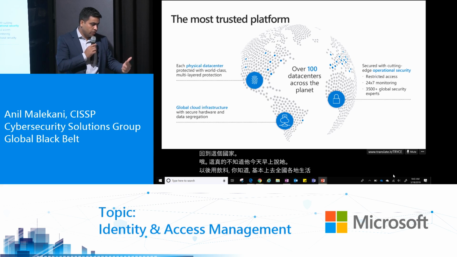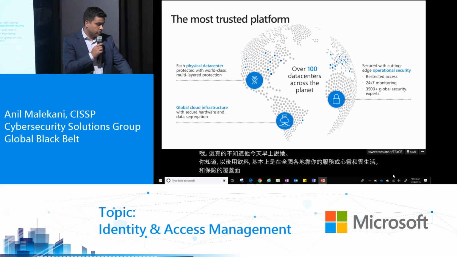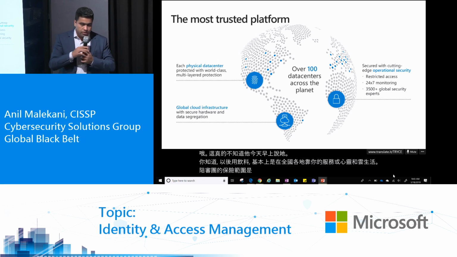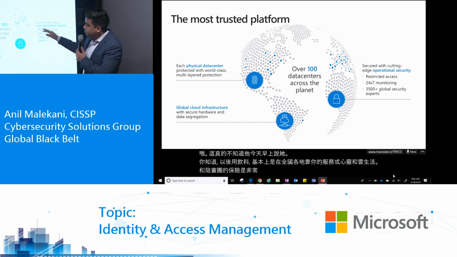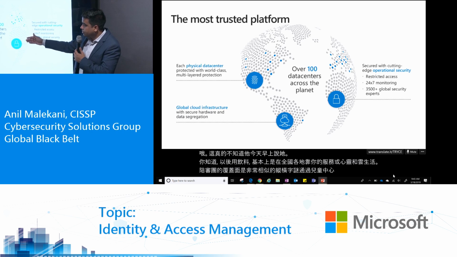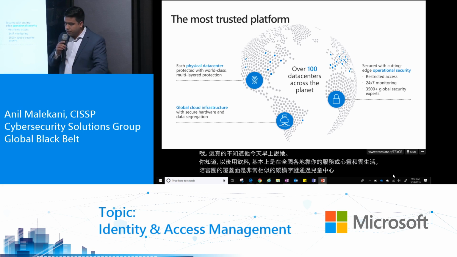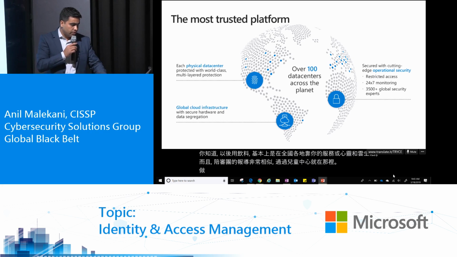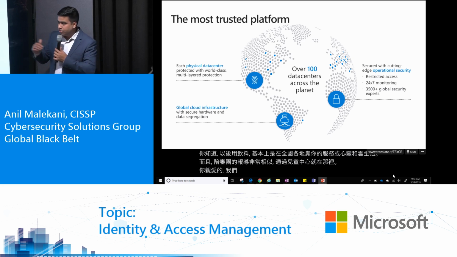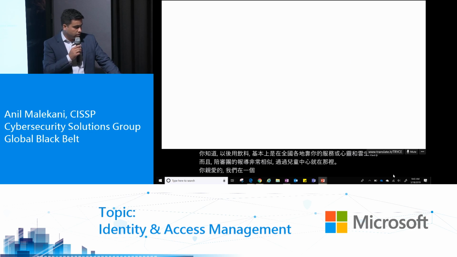And the coverage for Azure AD is through various data centers across the world, through the Azure data centers that we have. And there are various layers of security that we implement. So we talk about the physical data center security, the access to resources and infrastructure through secure hardware, data segregation between different tenants, and operational security monitoring which is 24/7, with more than 3,500 global security experts securing the service, right?